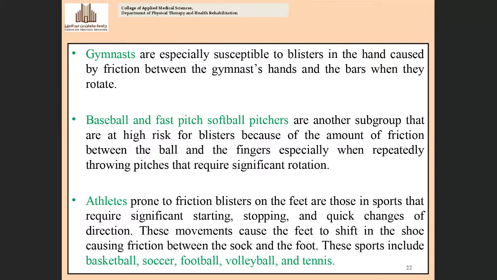This is the common information: gymnasts, players involved in baseball and fast pitch softball pitching, or any type of athletes like basketball, soccer, football, volleyball, and tennis players are more prone to this problem.